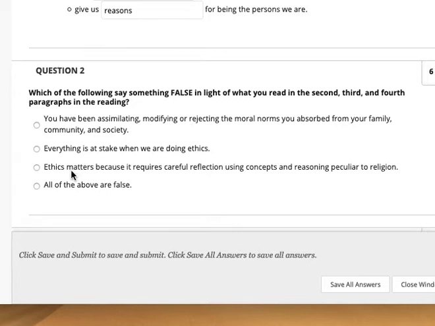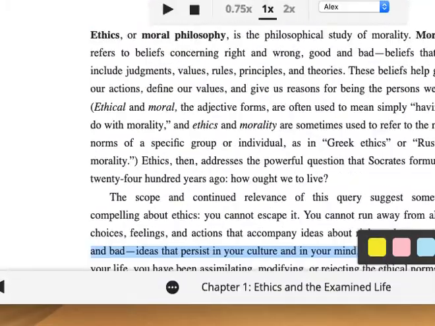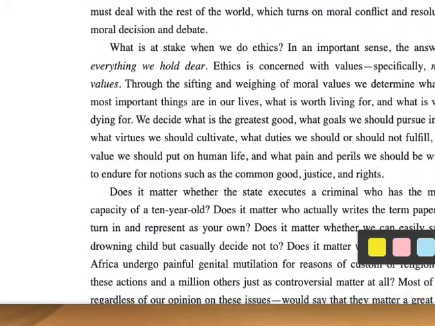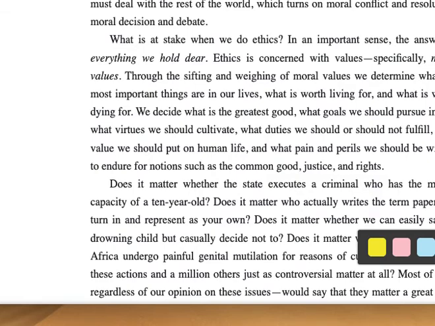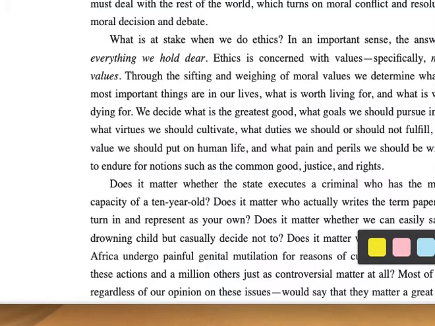You'd still need to look at this one. In fact, I think I'm going to add that. I'm going to add none of the above are false. So if I have none of the above are false, you'd still need to look at the statement. So let's go ahead and look at that. Ethics matters because it requires careful reflection using concepts and reasoning peculiar to religion. Okay, so ethics matters, and it's talking about using concepts and reasoning peculiar to religion. That's probably going to be in the third paragraph. So let's see. 1, 2, 3. Oh, no. Yeah, 1, 2, 3. And not the third paragraph, but the fourth. Okay, so fourth. Here we go.